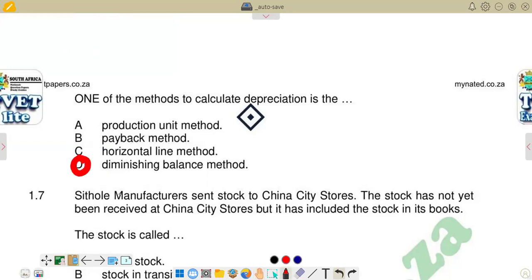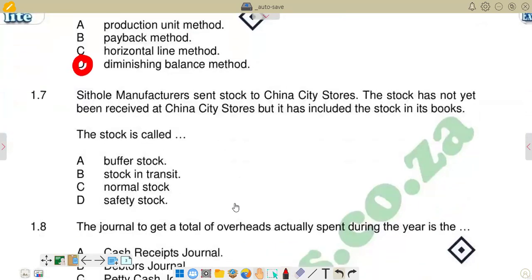Then we go to 1.7. Store manufacturer sent stock to China seed stores. The stock has not yet been received at China seed stores, but it has included the stock in its books. So it means this stock is still in the movement of coming. So according to the responses that we are given, we see that stock in transit is the most appropriate that we have there, which is B.